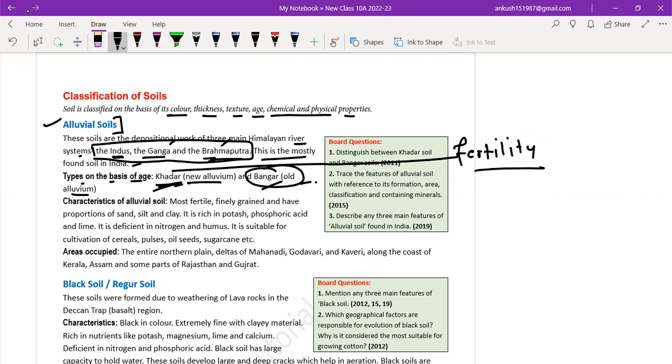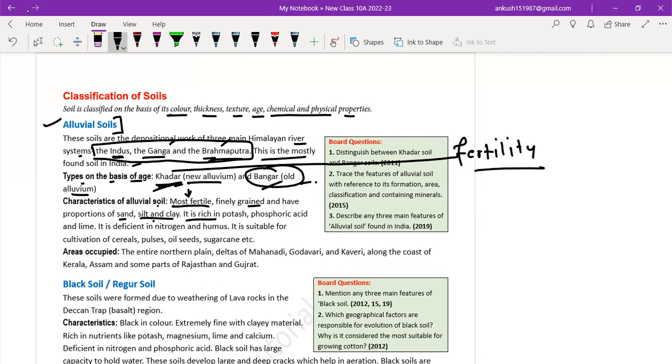Okay, characteristics of alluvial soil: it is actually most fertile. Why is it most fertile? Because it is made up of depositional work, and where there is depositional work of any river, that soil becomes very fertile, finely grained, and has proportions of sand, silt and clay. Why silt and clay? So that it can retain water in it.